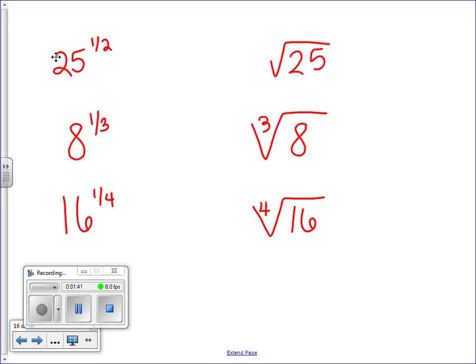Alright, what's 25 to the 1/2? What's the square root of 25? What's 8 to the 1/3? And what's the cube root of 8? How about 16 to the 1/4? And the 4th root of 16? Yes. 2 times 2 is 4, times 2 is 8, times 2 is 16. So it's the 4th root. So another way of writing radicals is with fractions.